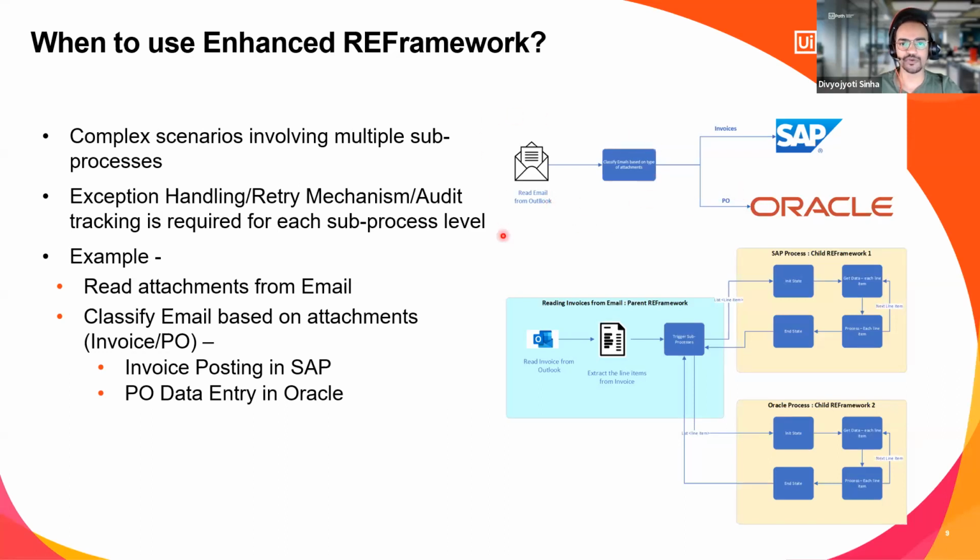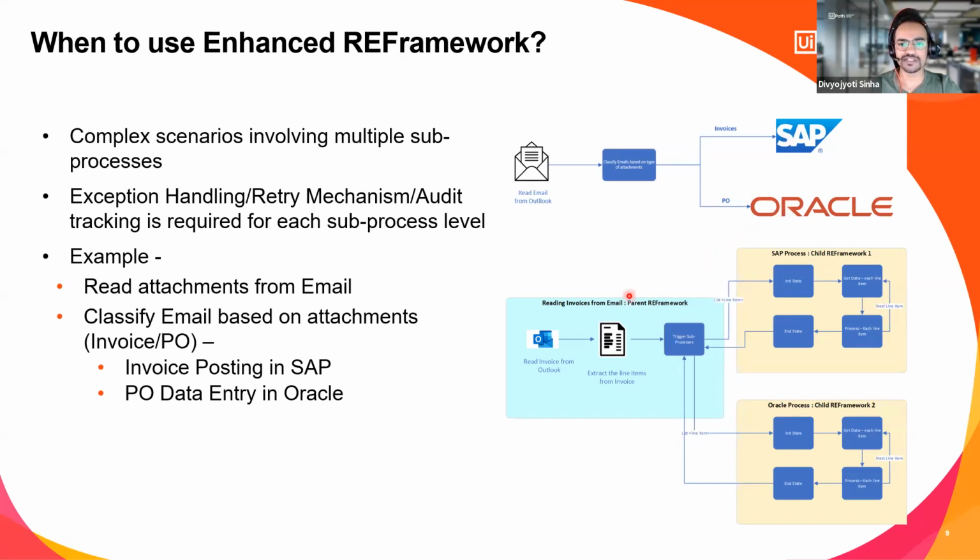So this is going to be your parent RE framework, which is going to invoke this child RE framework for SAP and the child RE framework for the Oracle part, right? And the best part is each of these child RE frameworks is going to have its own exception handling, and it is going to keep on retrying if any particular transaction item encounters an exception, right? Same for the Oracle part.